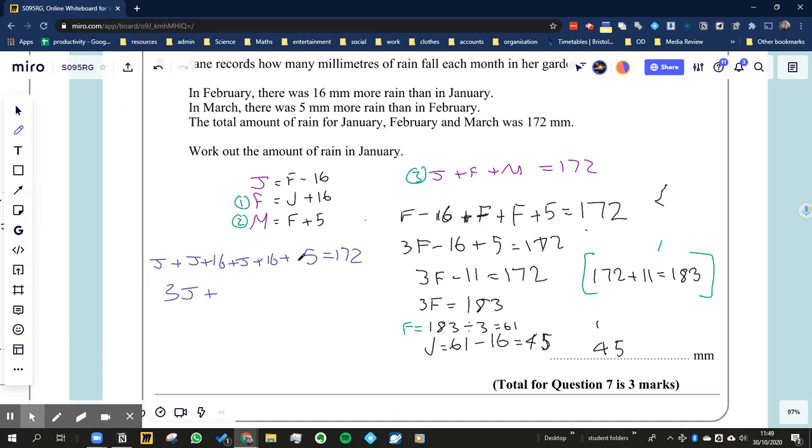So 3J plus 37 is equal to 172. I would then take away 37 from both sides. So 3J is equal to 135. So then we go 135 divided by 3 is equal to 45. So that's good news. We both got the same answer, which means we're more likely to be both right.